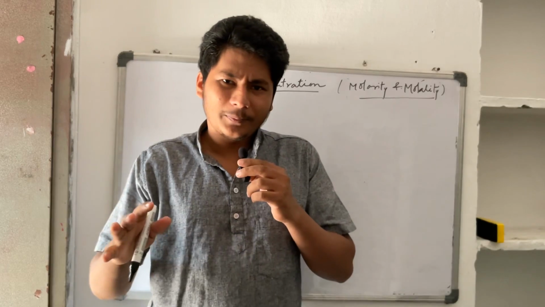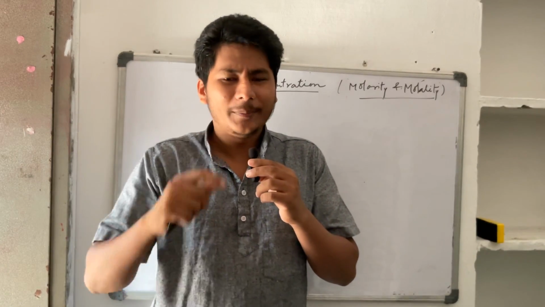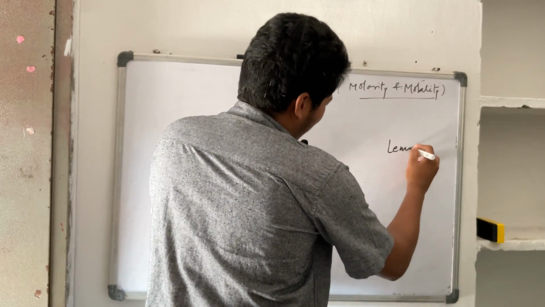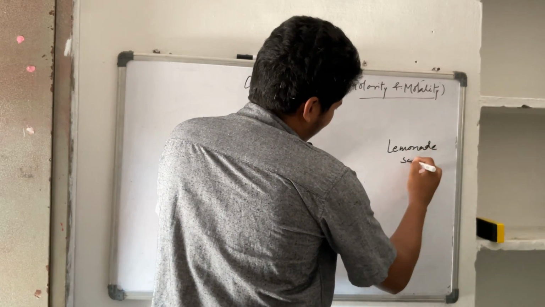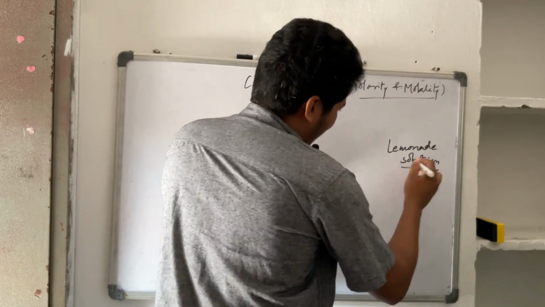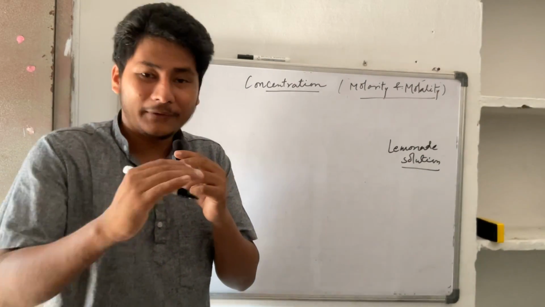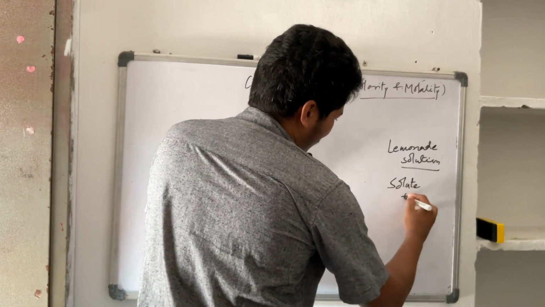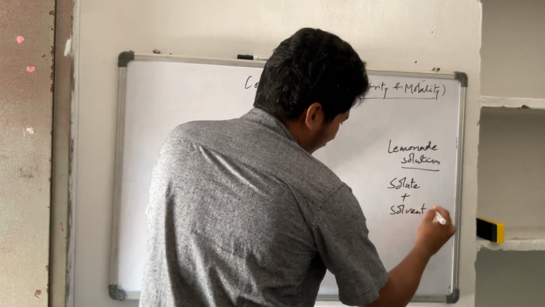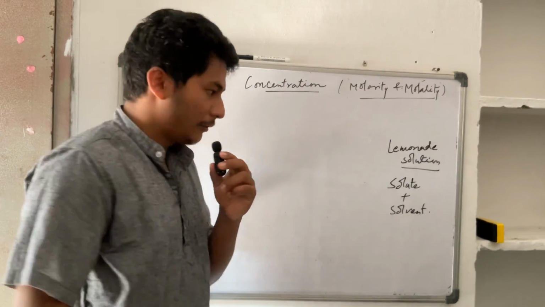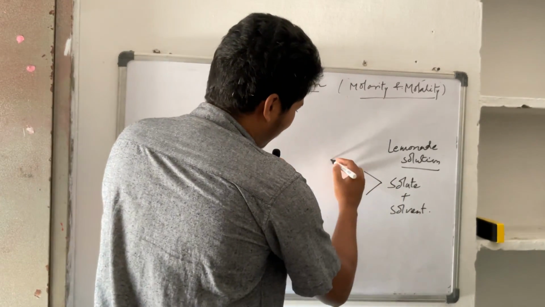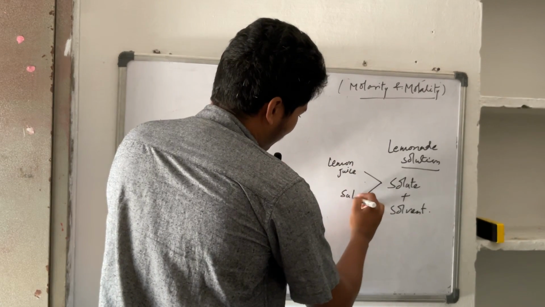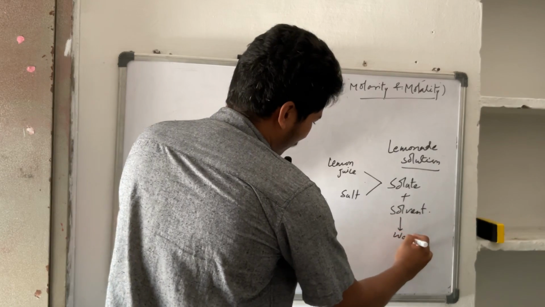Have you ever prepared a lemonade solution? Your answer will be, sure, yes. So in preparing a lemonade solution, if I ask you what were the substances you have used, you will say, sir, I have used solute plus solvent. Okay. So specifically, what were the solutes? You will say, sir, in solute we have used lemon juice and salt, and the solvent we have used is water.